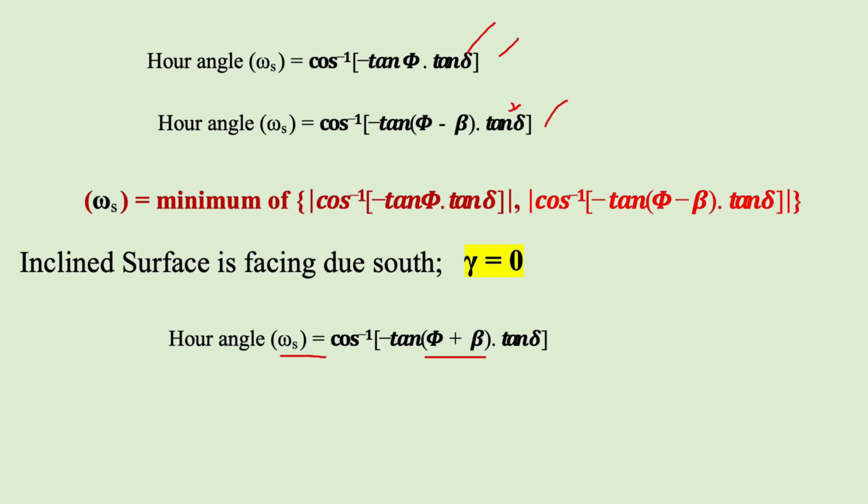So what we have seen is that when the surface is facing due south in the northern hemisphere and is inclined, we take phi minus beta, but if it is facing due north, then we take phi plus beta.